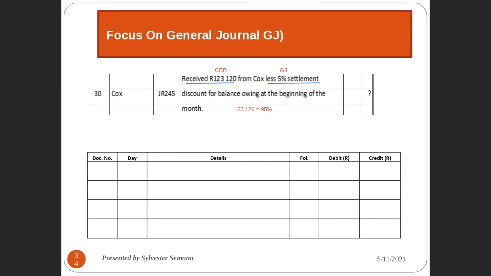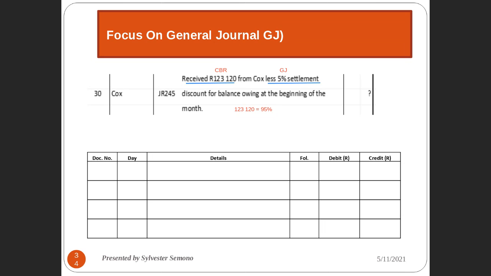When someone pays us, let's say for example you owe me 5,000 and I give you a discount of 500. You can't give me 5,000 and say take back 500. No, you only have to give me 4,500. So in the exam, when they say you received already, just know that this amount already excludes 5%. You cannot say 123,120 times 5%.